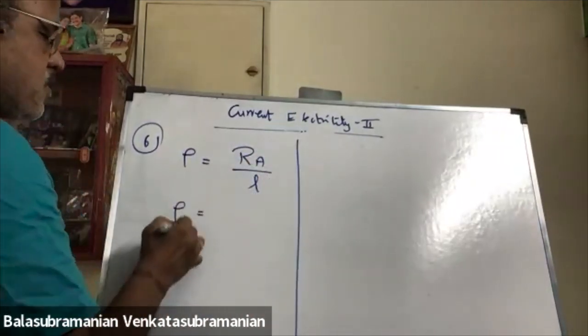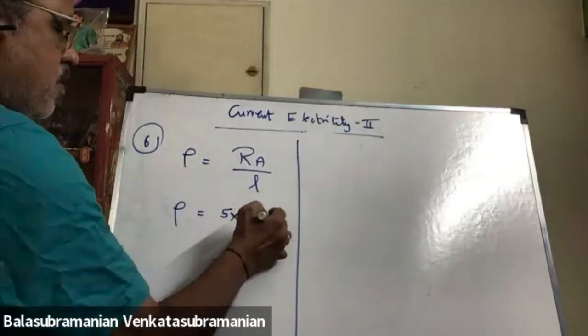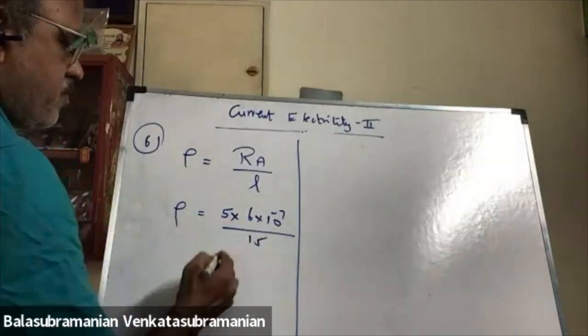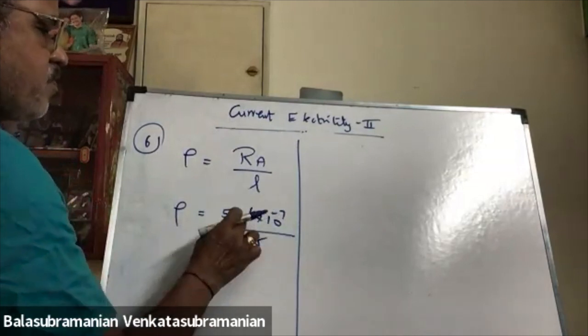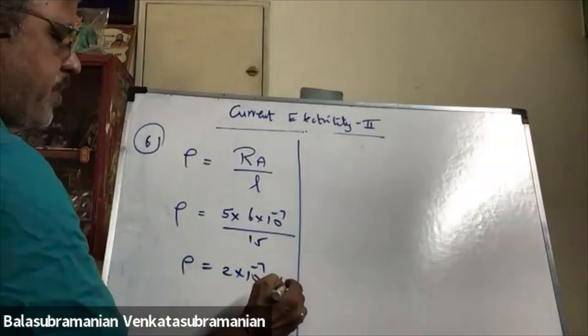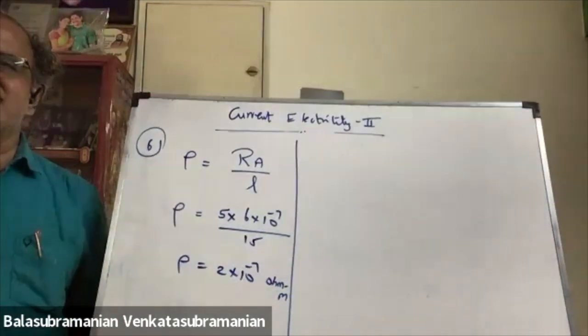The data: resistance 5 ohms, cross sectional area 6 into 10 power minus 7, by length of the wire 15 meters. 5 times 6 is 30, 30 by 15 means 2, so 2 into 10 power minus 7 ohm meter. Ohm meter is the unit of resistivity.